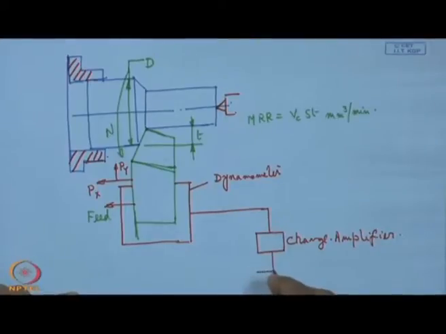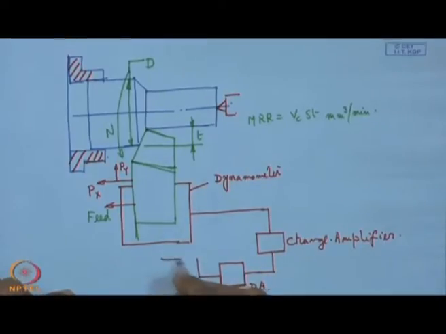Then we have a network for data acquisition. So, here we have a data acquisition card, and from there it will be displayed either in an oscilloscope or in some computer. So, this is going to be a display of cutting force like this, with time, so this is the force and this is the time.